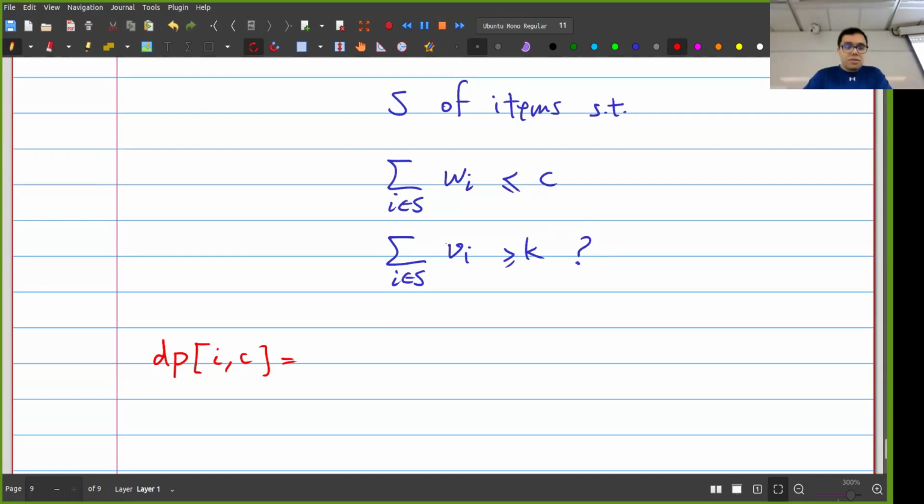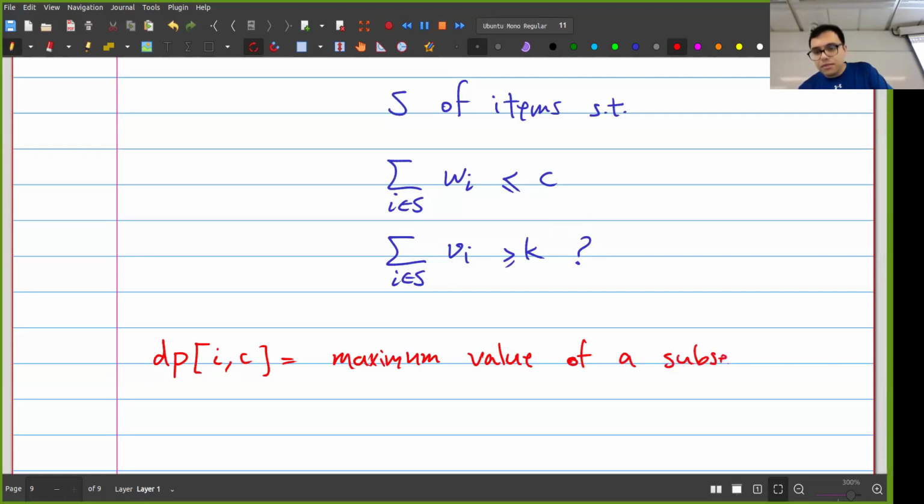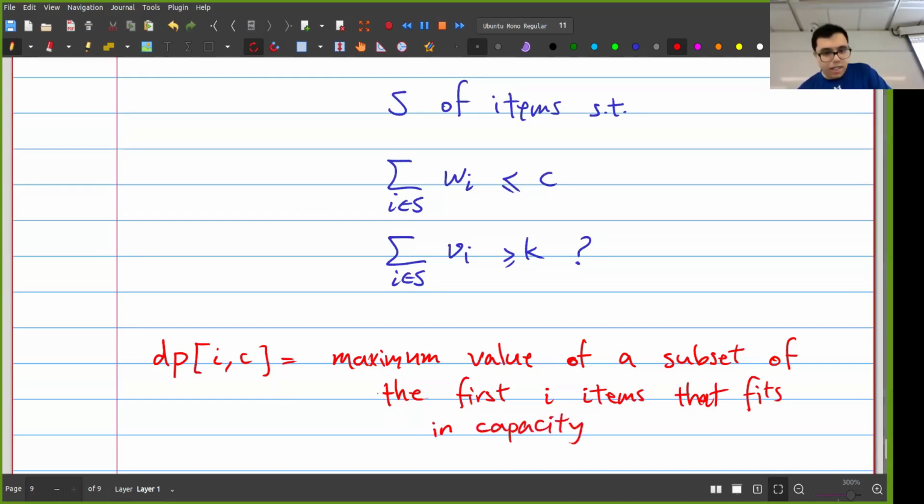So how would you calculate this? dp of i, C was supposed to be the maximum value of a subset of the first i items that fits in capacity C. Well, let me call it something else because C was my overall capacity. So let me call it D, capacity D.